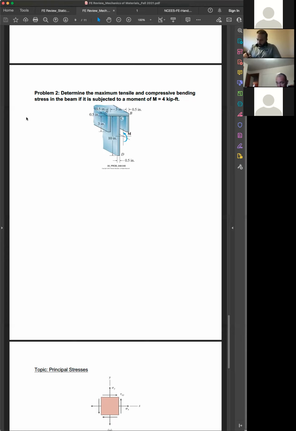So what is the formula for stress? The formula for bending stress would be negative My over I, right? So you need 3 elements: the moment, the distance from the neutral axis, and the moment of inertia. The moment is given here, 4 kip-foot, positive, no problem. So the distance from the neutral axis and the moment of inertia of the section are needed. For the very top and very bottom, you need to find them, because at one side you're going to have the maximum tension, and at the other side, at the very bottom for example, you're going to have maximum compression.